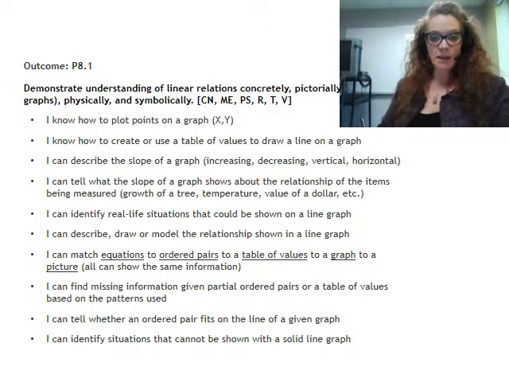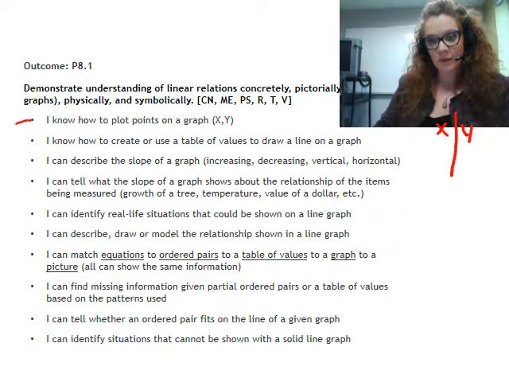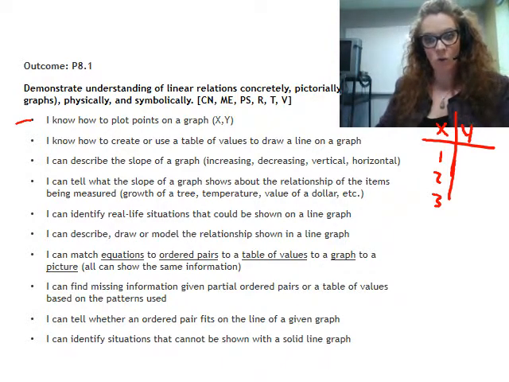Hi, it's P8.1, Linear Relations. So, first step is knowing how to plot points on a graph, your x values and your y values, knowing how to create a table of values, and that's one of those things that looks like this. And then you can fill in whatever numbers you want for x, and then use the equation to figure out what y should be. Okay.